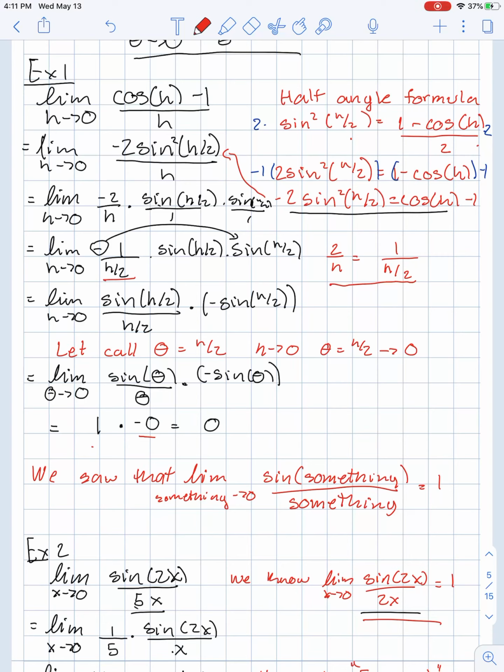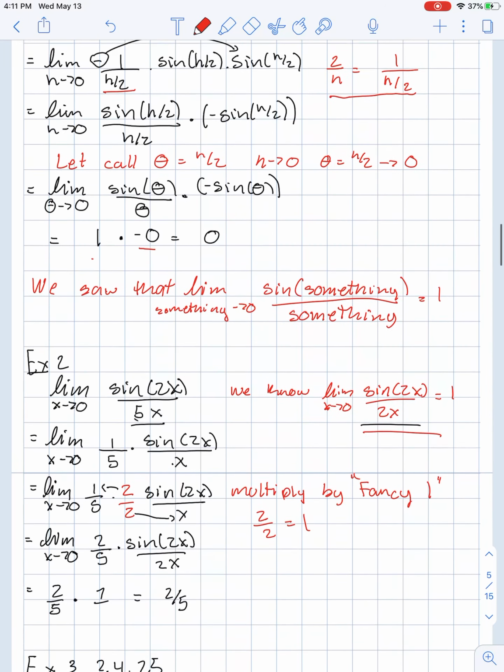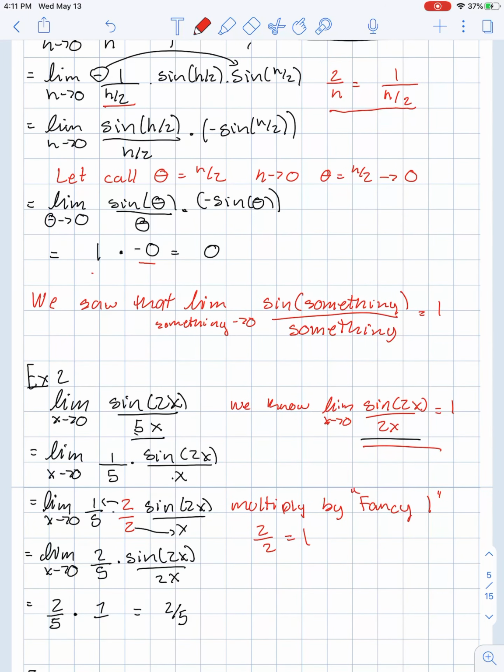All right? So what we just saw up there was that the limit of something going to 0 of sine of something divided by that same something is going to equal 1. It could be the limit as smiley face goes to 0 of sine of smiley face divided by smiley face. It's going to equal 1. Alrighty? So let's move on to example 2, and that'll be a more linear example of it.